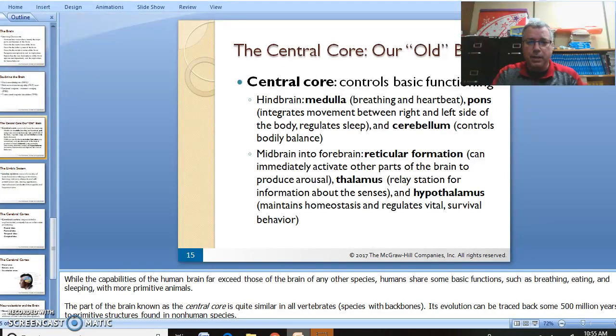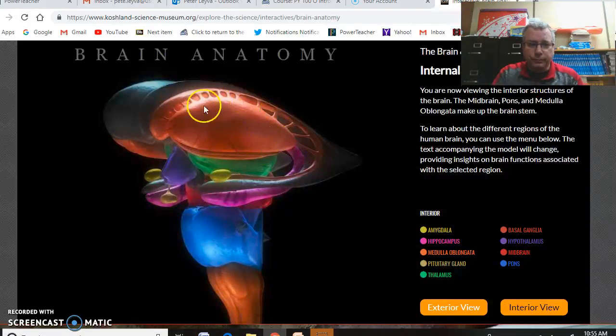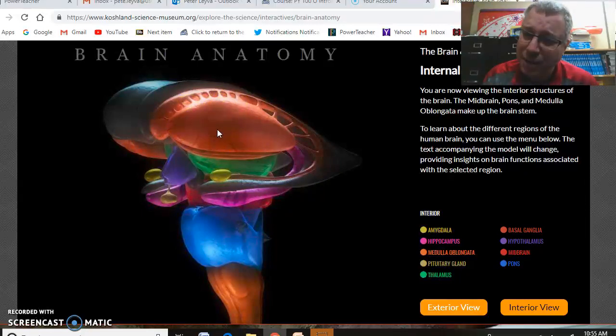All right, next we have the thalamus. This is the thalamus right here. The thalamus is the sensory switchboard. So senses come into the thalamus, like eyesight, hearing, and stuff like that. They go into the thalamus.